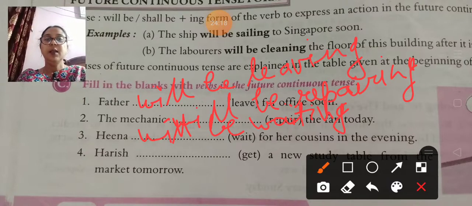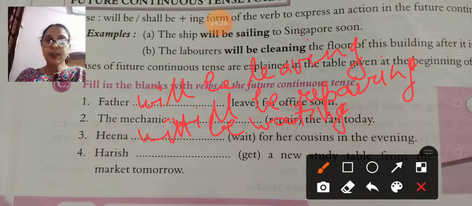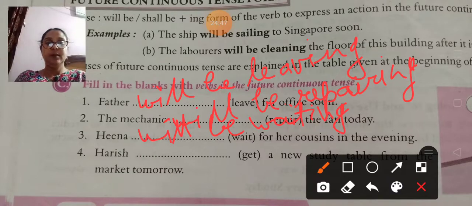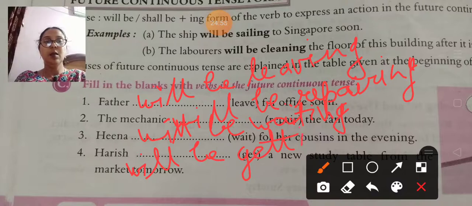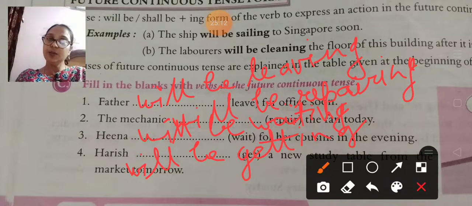So complete it, beta. Now we are moving to number 4. Harish dash get a new study table from the market tomorrow. So again, we are going to write will be getting. Harish will be getting a new study table from the market tomorrow. So, beta, complete this exercise.